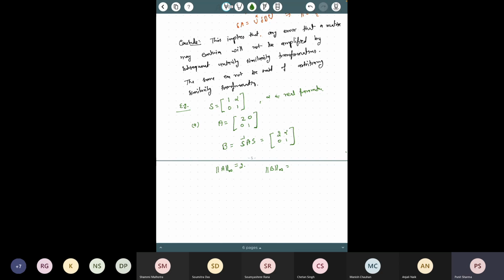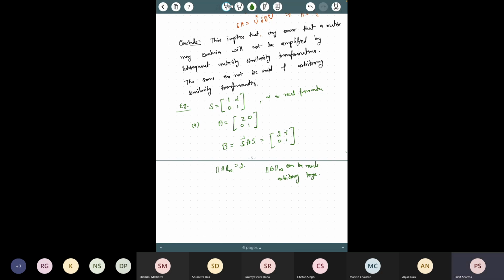So for this example, a similar thing you can say for the 2 norm also. So what I'm saying is that this norm of B can be made arbitrarily large. Or a similar thing you can say with respect to the 2 norm also.